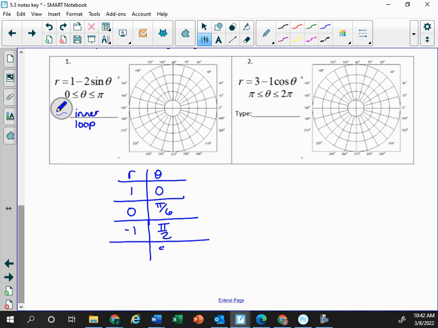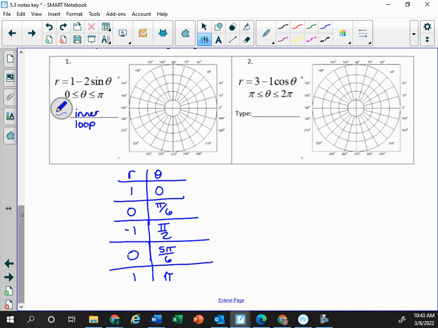I'll do the next over 6, so 5 pi over 6. What is the sine of 5 pi over 6? 1/2. So what do I get? 0 again, yes. Makes sense, right? First and second quadrant for sine should give you the same thing. And then the last one we would do is pi. So what is the sine of pi? So what do I get? 1. Okay. We okay with the chart?